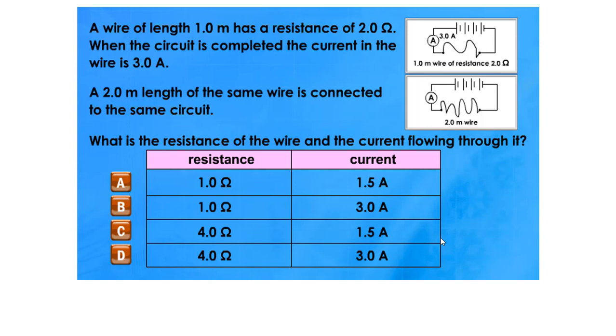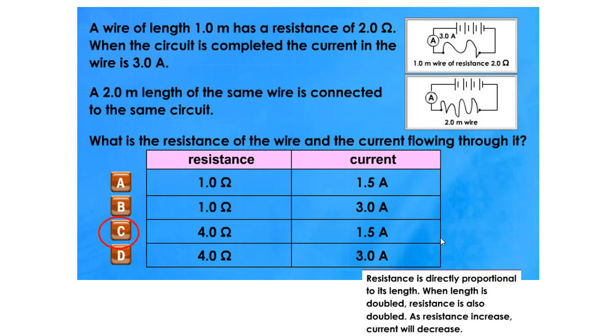Okay, next question. A wire of length 1 meter has a resistance of 2 ohm. When the circuit is completed, the current in the wire is 3 ampere. A 2 meter length of the same wire is connected to the same circuit. What is the resistance of the wire and the current flowing through it? So we calculate, and what we get is resistance 4 ohm and the current is 1.5 ampere.